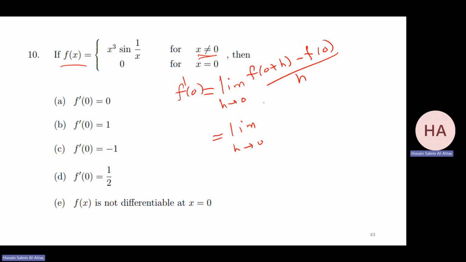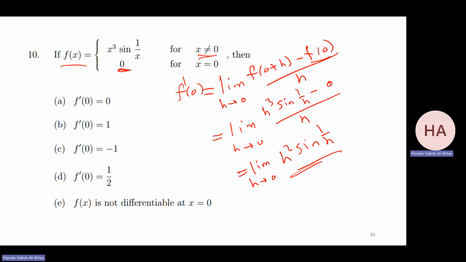F of 0 plus h, it will be what? h cubed sine 1 over h. F of 0 is 0, minus 0 over h, and that will be limit h goes to 0, h squared sine 1 over h. I know this limit is equal to 0 by sandwich theorem, or by squeeze theorem. So the answer, f prime at 0 equals 0.